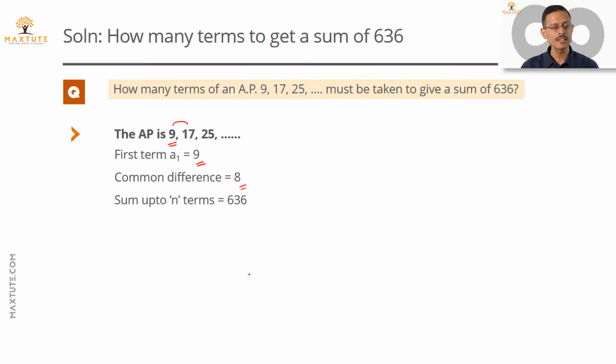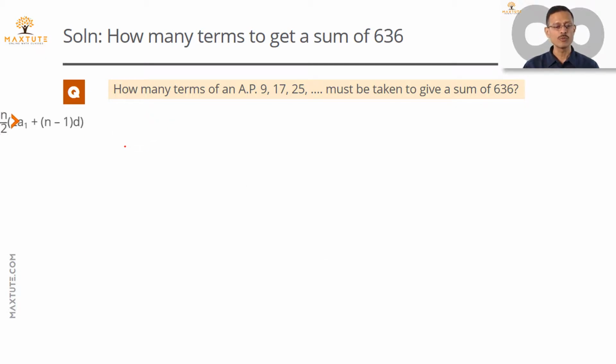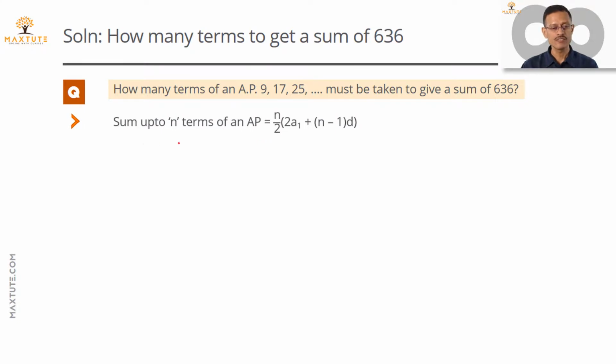The only concept involved is knowing the formula to compute the sum of the first n terms of an AP. What is that? It's n by 2 into 2a1 plus n minus 1 into d. We're going to plug in all the data that we have and then find out whatever is left. So this is the formula that we have. Sum up to n terms, which is 636, is equal to n by 2 into 2a1, 2 into 9, plus n minus 1 into the common difference, which is equal to 8.